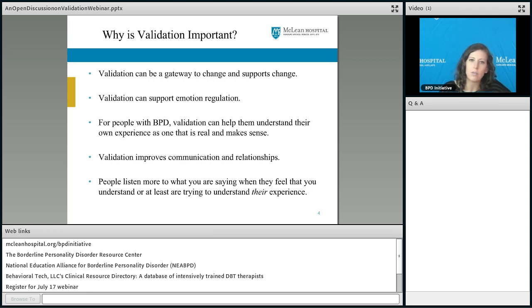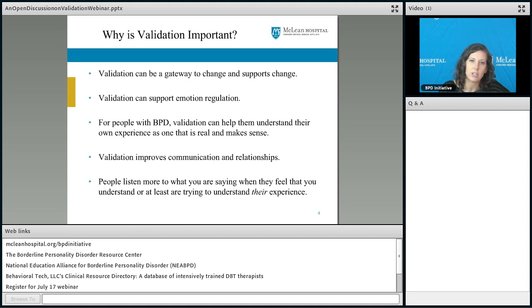For people with borderline personality disorder, validation really can help them understand their own experience. That is often an area of deficit for people with borderline personality disorder, being able to find the wisdom in their own emotional experience, emotions that have often been very large or very out of control or very judged. So validation is really a key in helping people with borderline personality disorder find the wisdom in their experience and ultimately learn how to validate themselves and be less reliant on validation from other people.